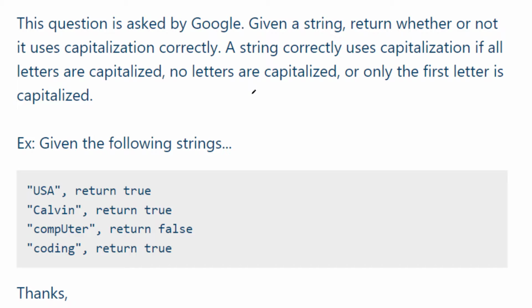Let's analyze the problem first. I'm diving into the whiteboard. So what are the scenarios here? If a string contains the first letter as capital and the remaining letters all small, then it is correct. It is supposed to return true. And if a string has all characters capitalized, then it is also supposed to return true.